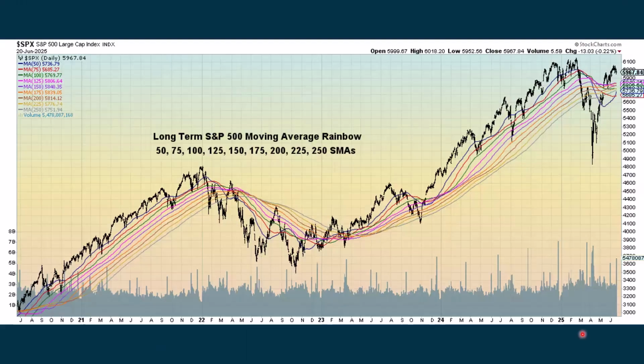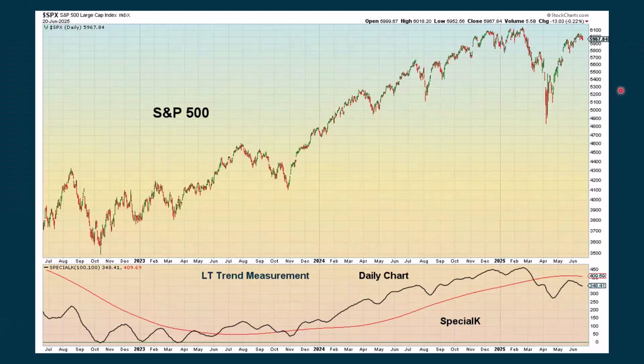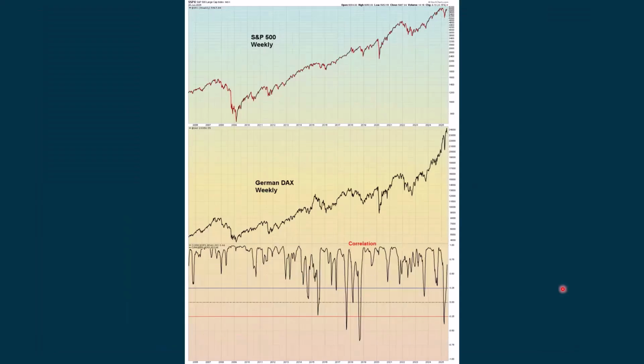A long-term rainbow, still above all the lines here. They continue to improve. Its price remains above those lines. The long-term oscillator called the special K is still below the red line here. We're negative on the daily side. We continue to be above the red line on the weekly chart.